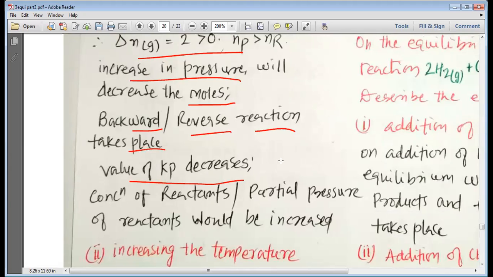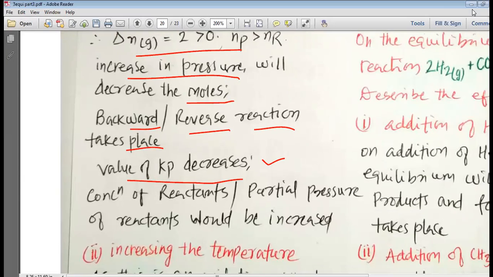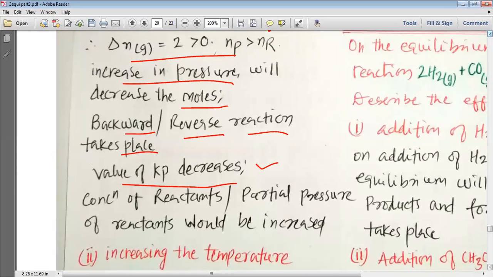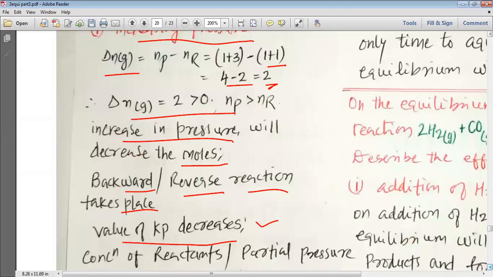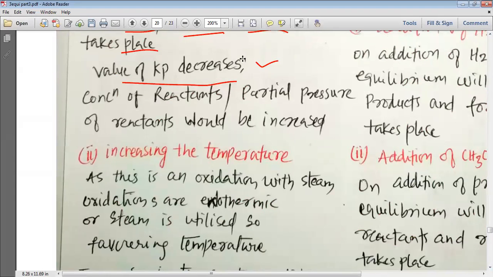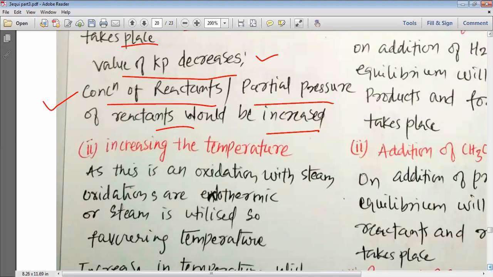Value of Kp decreases because when the reverse reaction takes place, the value of Kp decreases. So please remember that when we increase the pressure, the reverse reaction takes place, and as the reverse reaction takes place, the value of Kp decreases. Concentration of reactants or partial pressure of reactants would be increased. So as the reverse reaction takes place, the concentration of reactants will increase, or the partial pressure of reactants will increase.